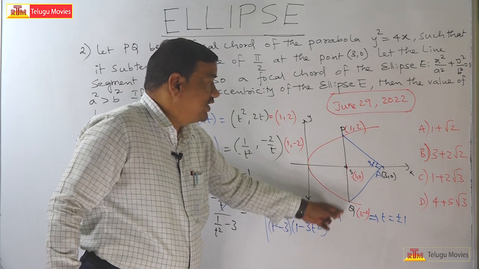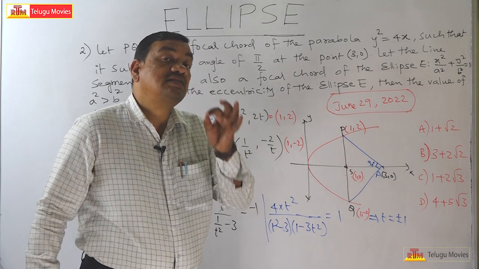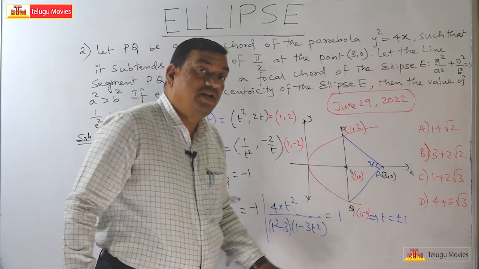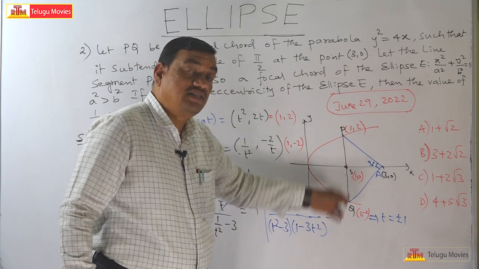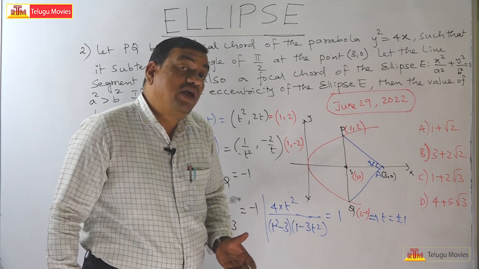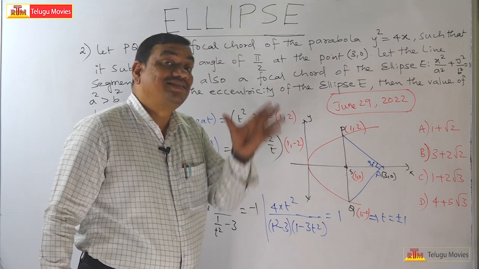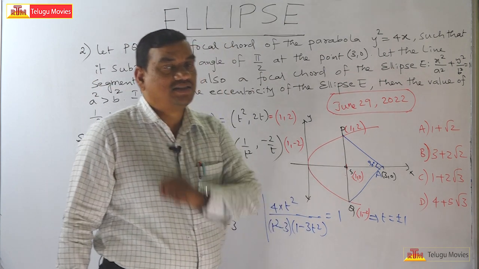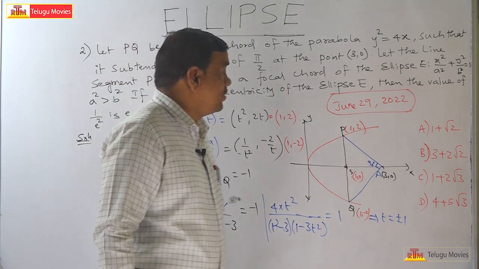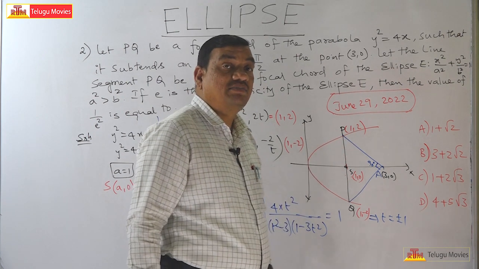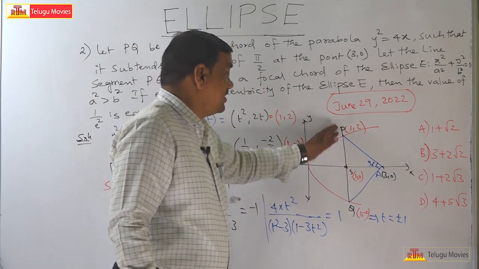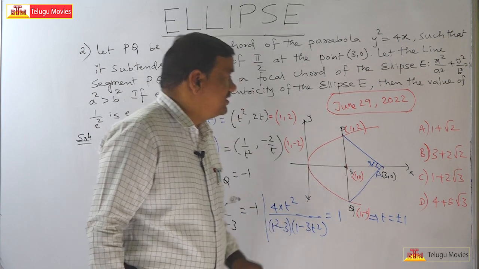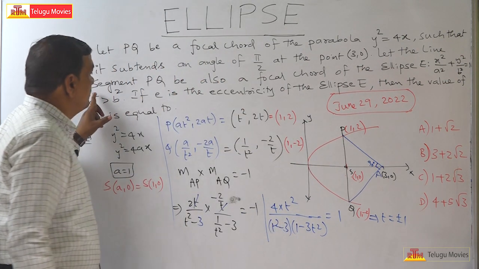That means PQ is the latus rectum. (1, 2), (1, 0), (1, -2) means all x coordinates are the same. Therefore, it is not simply a focal chord, it is a latus rectum. Understand this? So PQ is the latus rectum. Now we know the length of the latus rectum is 4a, that is 4.